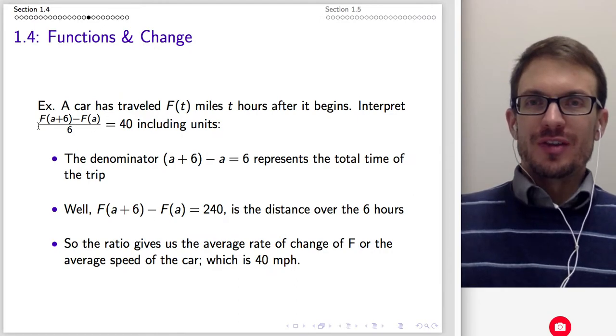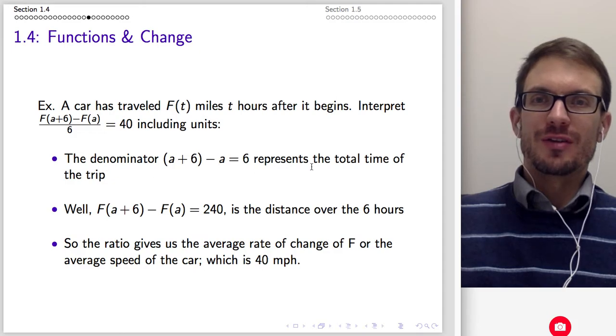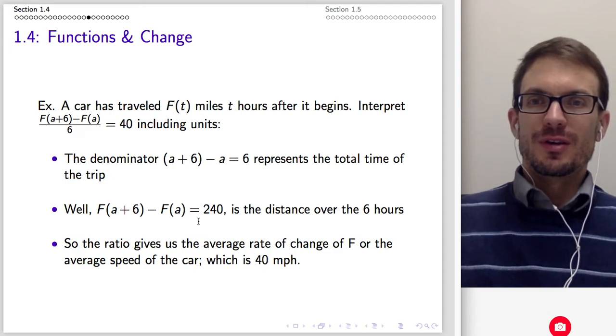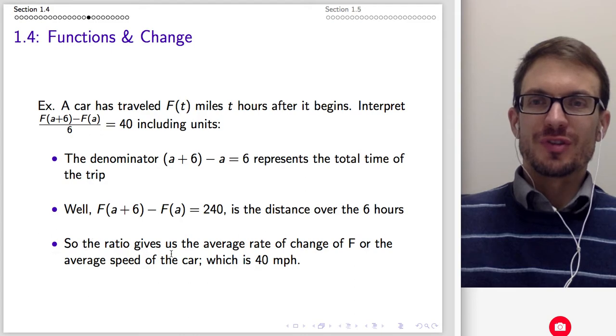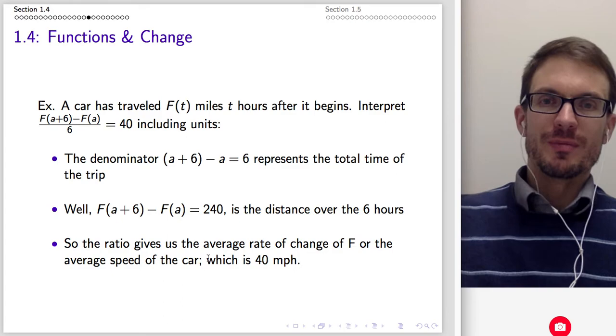And then we'll divide this by the 6 hours that we've driven. The denominator is the total time of the trip. The numerator is the distance over the 6 hours, so the ratio gives us the average rate of change of f, or the average speed of the car, which is 40 miles per hour.